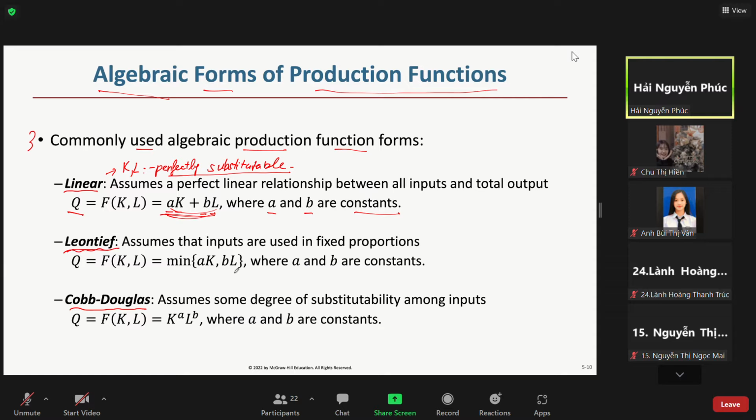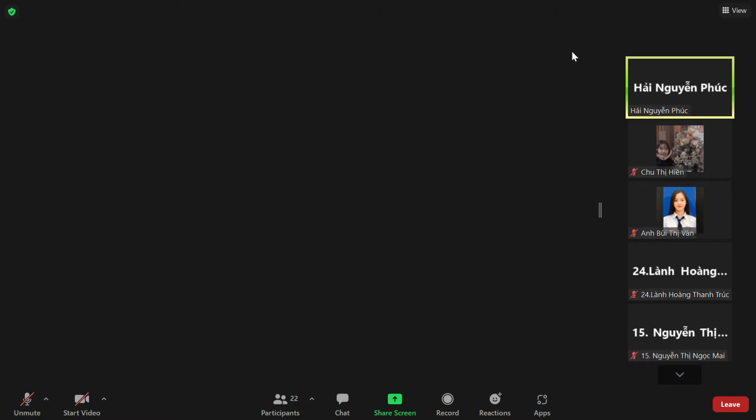Now, the Leontief function: Q is the minimum of AK and BL, where A and B are constants. The Leontief function assumes that the inputs K and L are used in a fixed proportion. In a fixed proportion, it actually means that K and L are not substitutable.